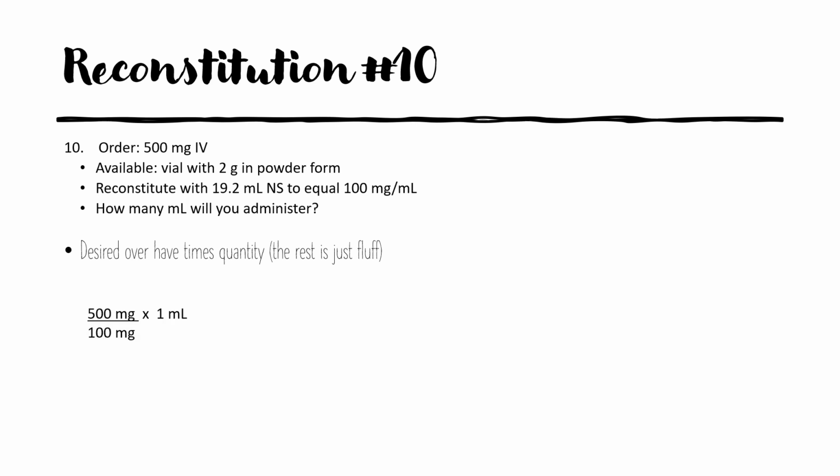So here I just want to know how many milliliters I'm going to administer to give this dose of 500 milligrams. So I'm going to take my desired over have times quantity. So 500 milligrams as my desired, that's my order. And I have available 100 milligrams per 1 milliliter. And I get 5 milliliters. That's it.